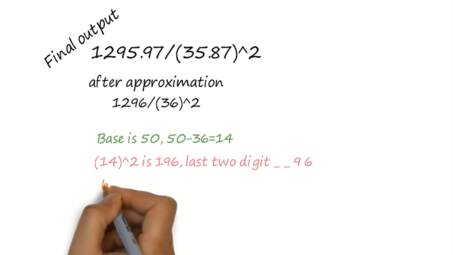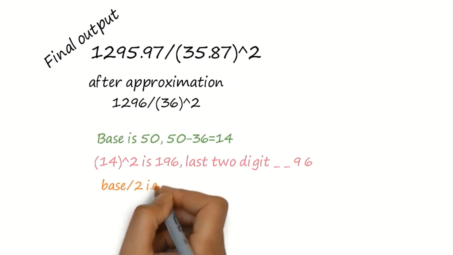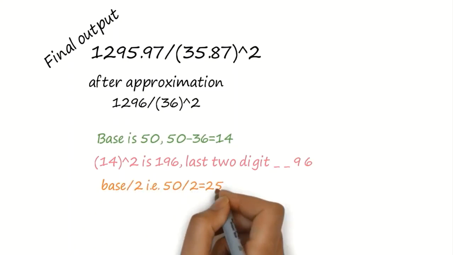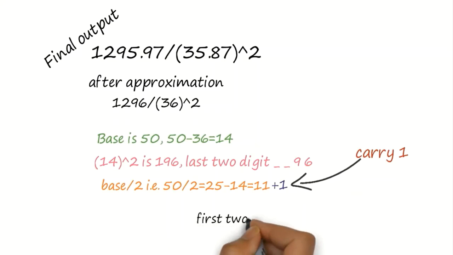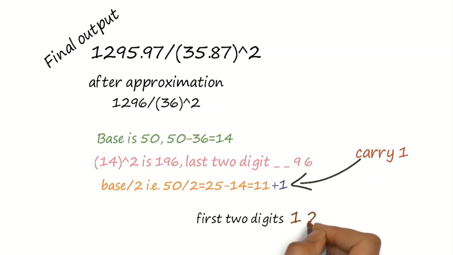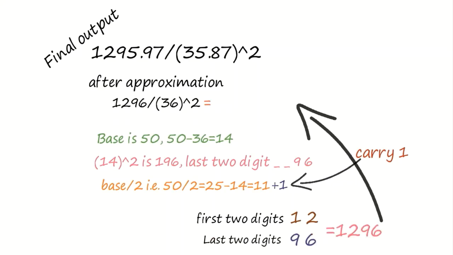Now finding first two digits has following steps. Find base by 2, that is 25. Perform 25 minus 14, that is 11, and carry is 1. It will be added with 11. We will find 12. First two digits are 12 and last two digits are 96. So 1296 is the result of 36 square. And the final result will be 1296 divided by 1296, which is 1.